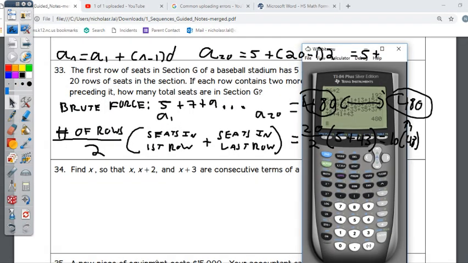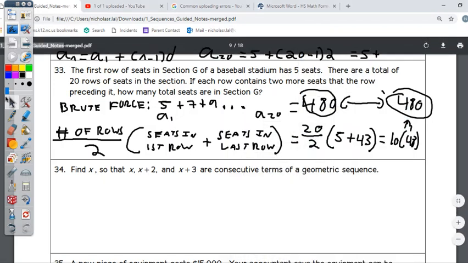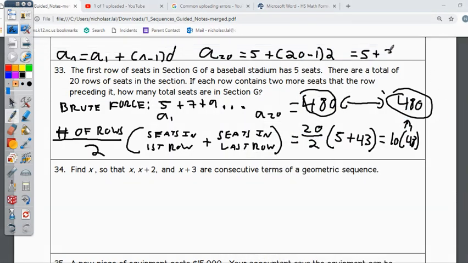Yes, Bernard. 38, right? 19 times 2 is 38. So 5 plus 38 is 43.